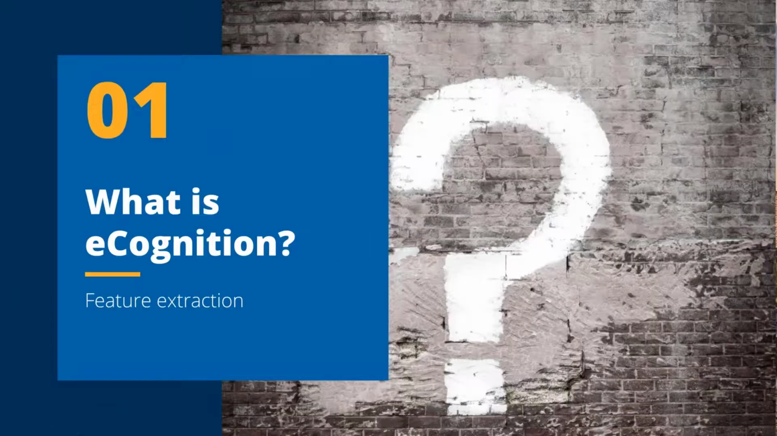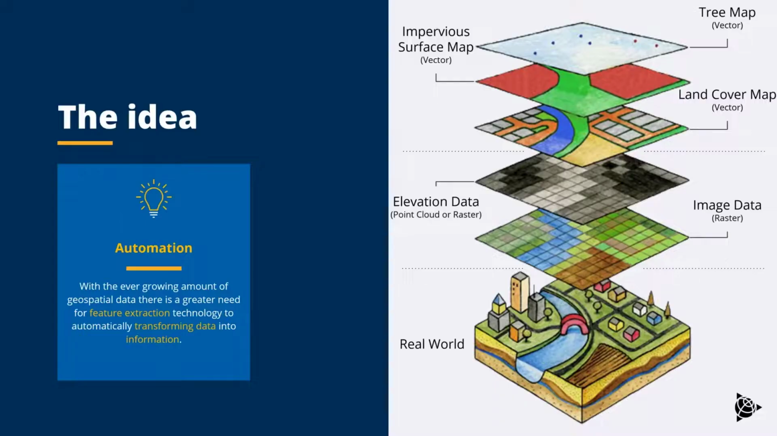So first of all, we might have some eCognition newbies out there. That's great. Welcome to our eCognition webinar series. Maybe we'll just clarify, what is eCognition? You see it below in two words: feature extraction. eCognition is about feature extraction, but the general idea is automating feature extraction.